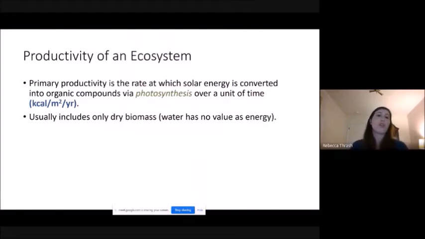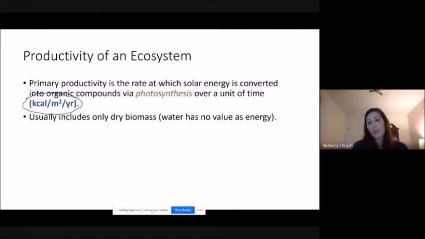So when we want to quantify the amount of energy conversion in an ecosystem, we normally look at productivity, or the rate at which solar energy is converted into organic compounds via photosynthesis over some unit of time. And so for APES, this is going to be in kilocalories per meter squared per year. So basically, how much biomass are the primary producers making in an ecosystem?